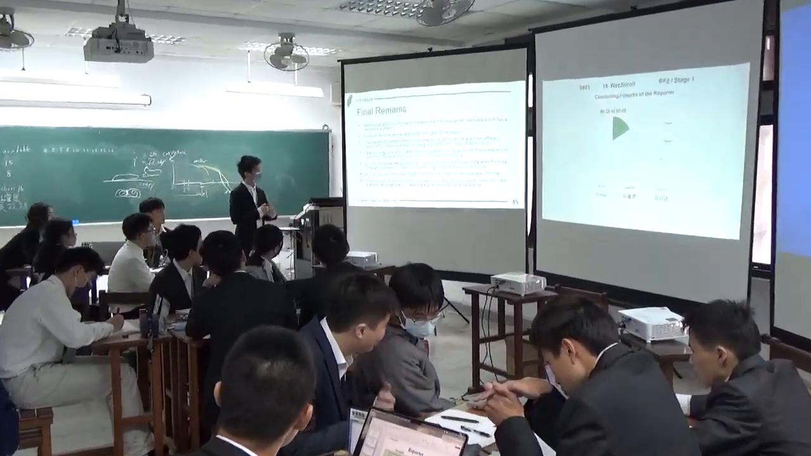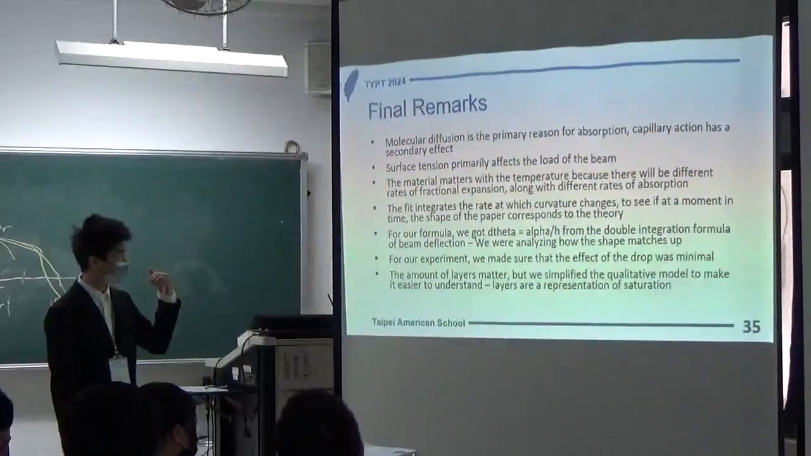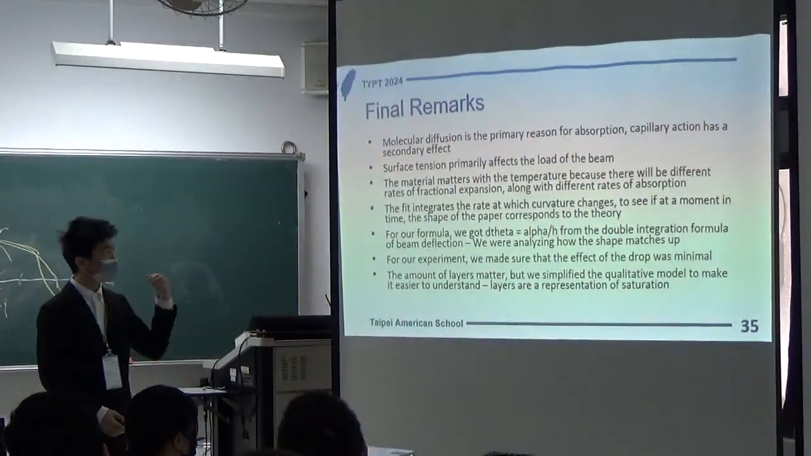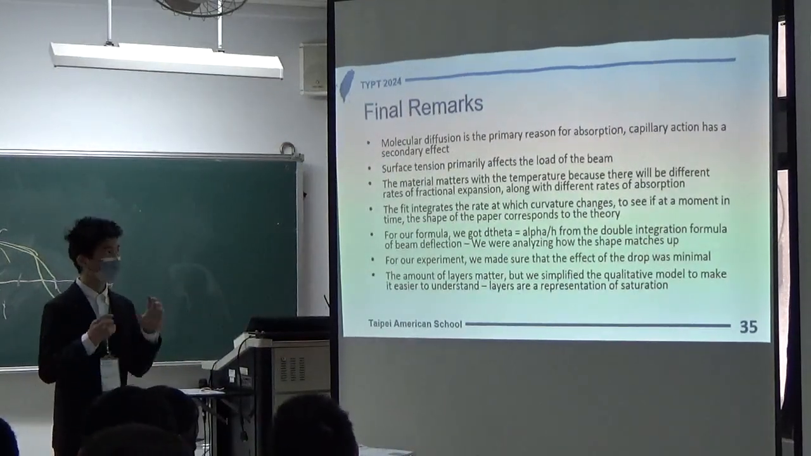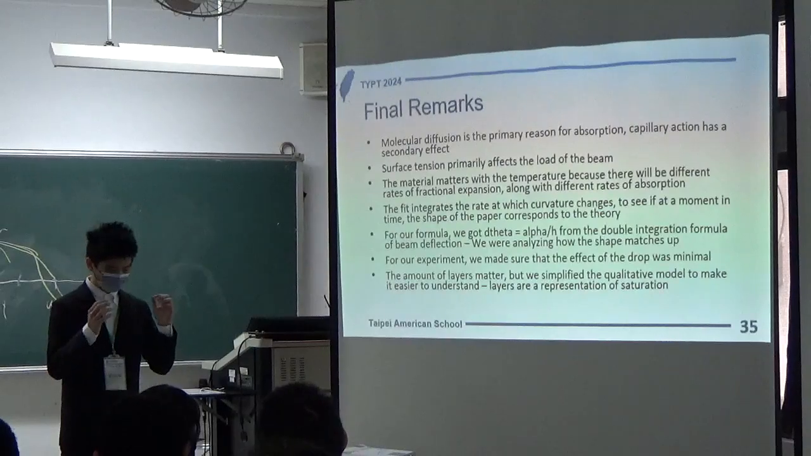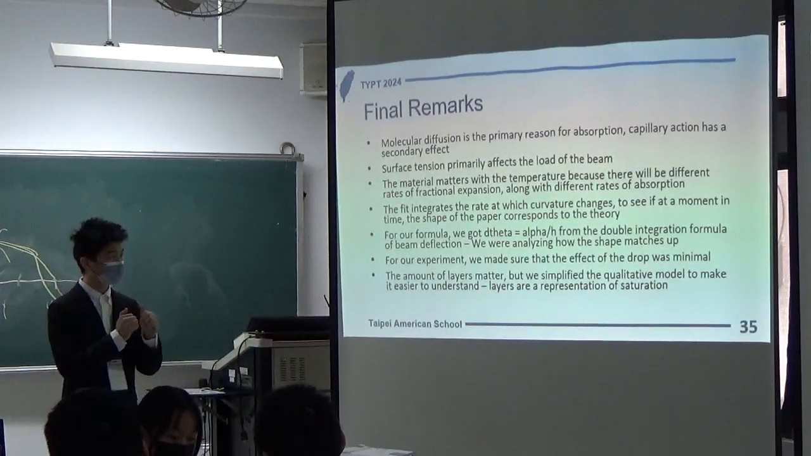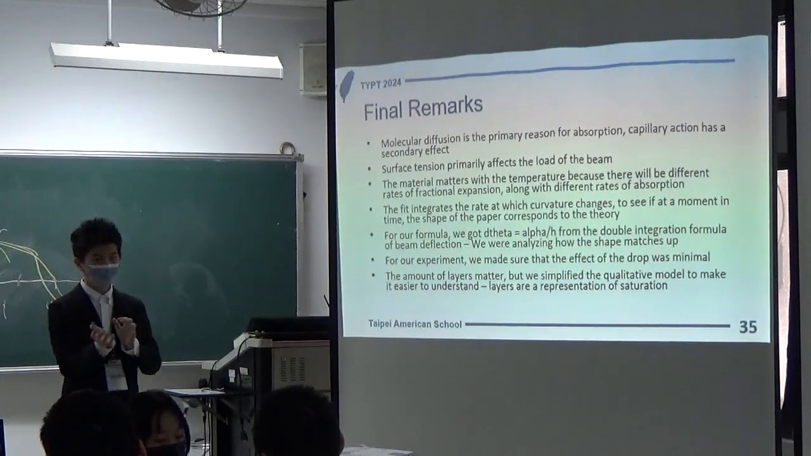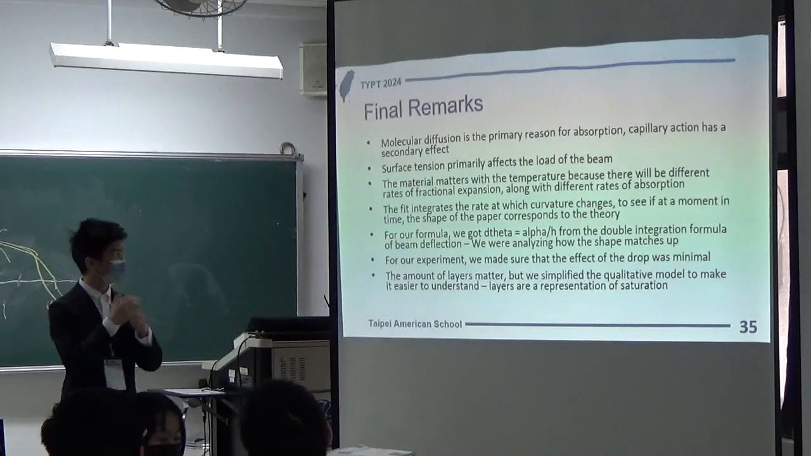So first of all, we found that molecular diffusion is the primary reason, with capillary action being secondary. Actually, the surface tension primarily affects the load of the beam. While we agree that surface tension will affect the curvature in the double scroll scenario when they contact each other, we're primarily just looking at the change in the curvature as it was curling upwards.